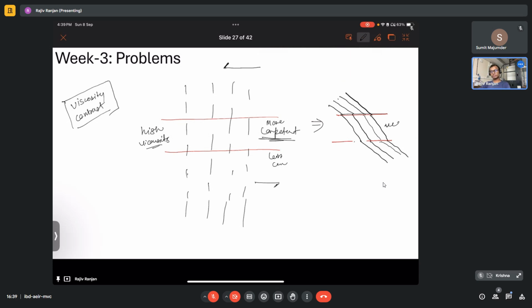Do you understand? So in this area we are having high deformation, right, Sumit? And in this area we are having lower deformation. Now come back to the question.